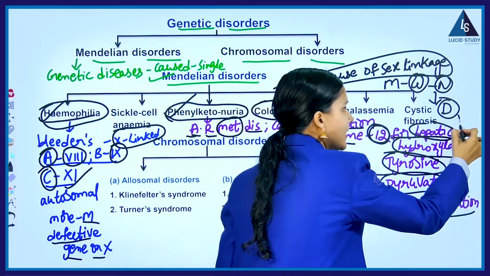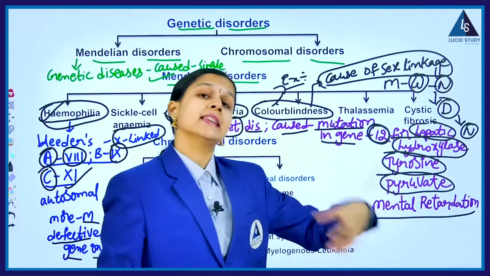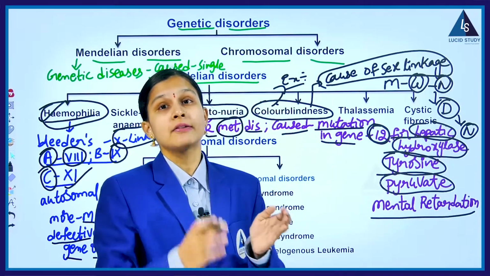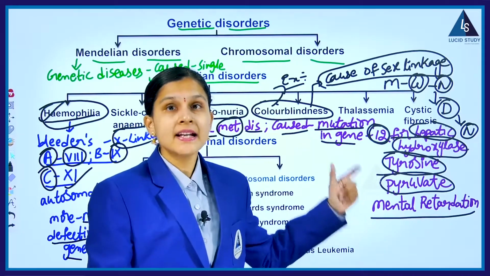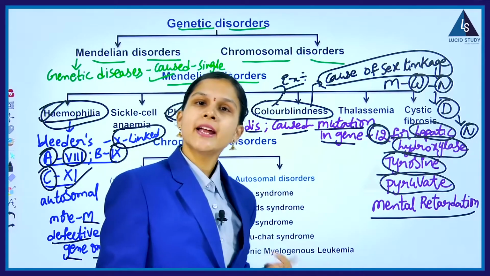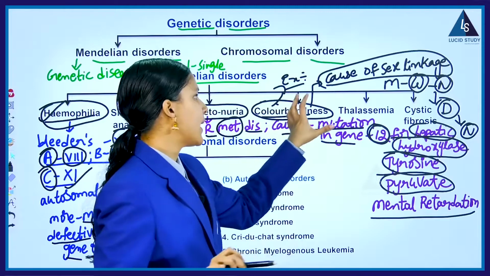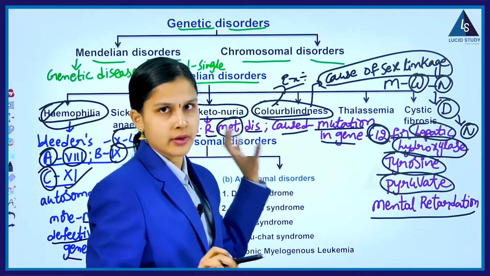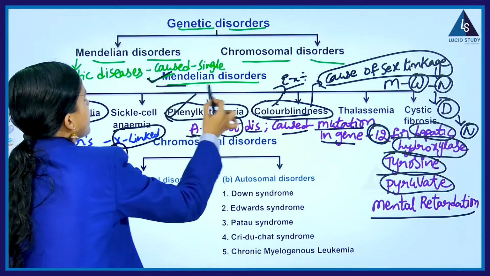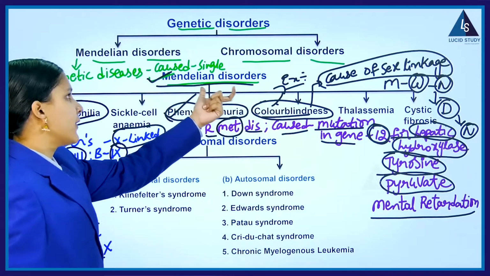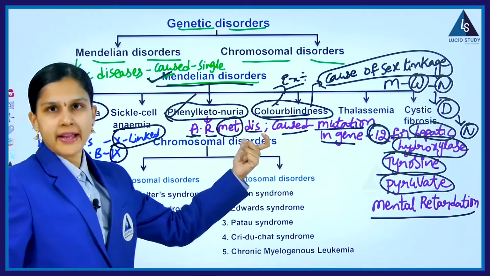So if this carrier daughter marries a normal man, again in that resultant progeny, 50% of the sons will be affected with this color blindness, whereas daughters will be normal. So in this way, some points related to color blindness and an example you have to give. With this, you will be finishing Mendelian disorders. First of all, you have defined what a Mendelian disorder is, and you have explained 3 disorders.